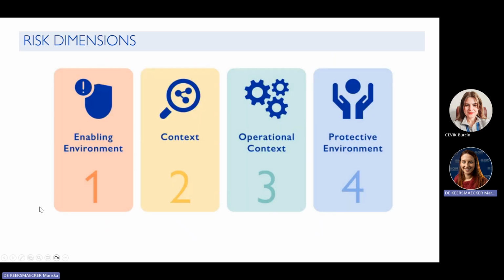On the slide, you can see then the 4 risk dimensions. This is what we'll be monitoring and assessing as part of the risk assessment. So the IARA SEA process uses these 4 risk dimensions, the enabling environment, first of all, context, operational context, and the protective environment. The information that you will assess and collect during the assessment process will be centered around those 4 risk dimensions, each of which consists of a set of indicators to be taken into consideration.